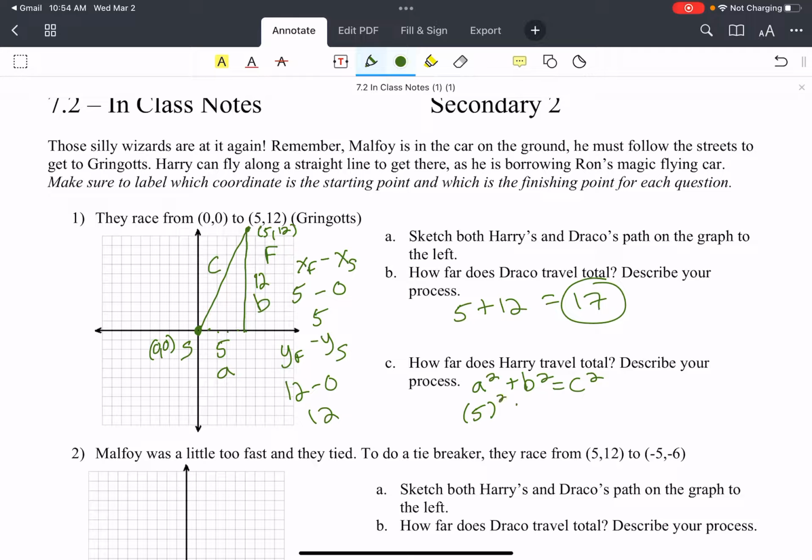So 5 squared plus 12 squared equals c squared, which is the distance from 0, 0 to 5, 12, which is what we're looking for, Harry's traveling distance. How many miles he put on his car. So you got your calculators out, right? That is what the c squared equals. So how do we get c alone? So close. Square root.